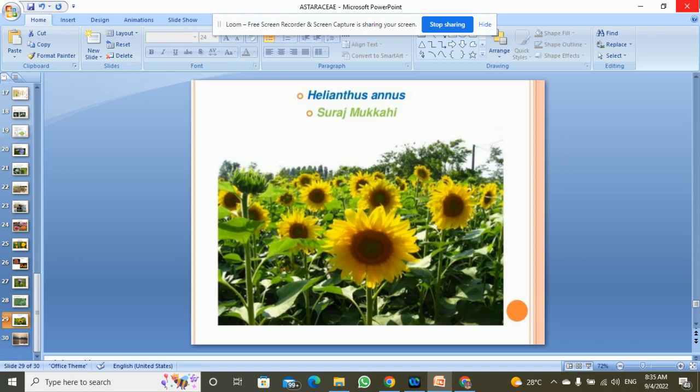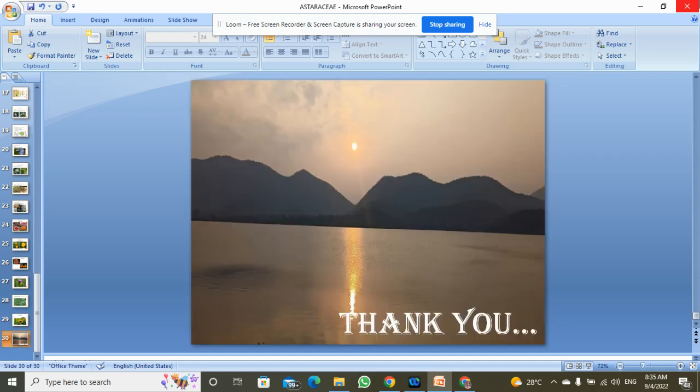Then Helianthus annuus. So this is called the sunflower plant. And here is the head inflorescence of the plant, and the oil is extracted from the seeds. So that's all about the Asteraceae family. Okay. Then next.